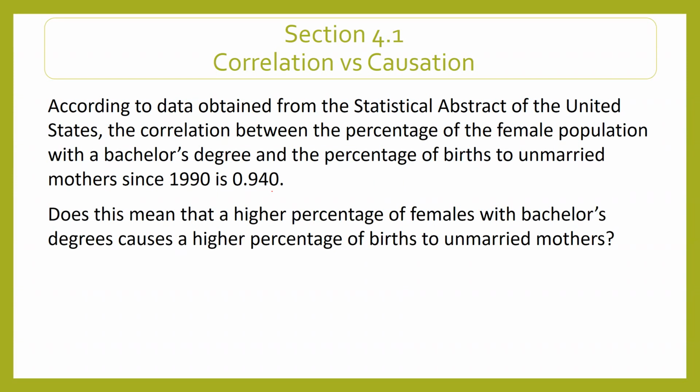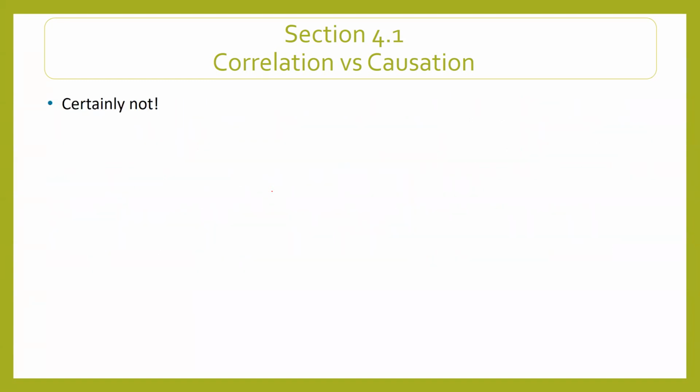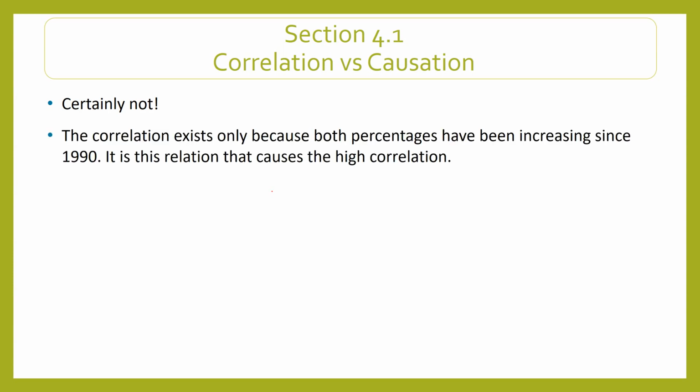All right, but does this mean that a higher percentage of females with a bachelor's degree causes a higher percentage of births to a married mother, because they have a very strong correlation? Certainly not. We know that these two things have nothing in common. The correlation exists only because both percentages have been increasing since 1990.